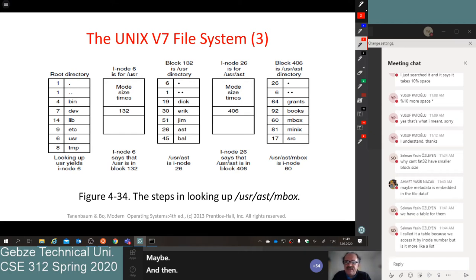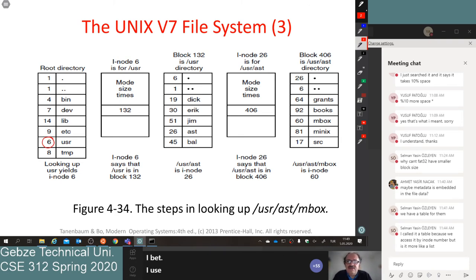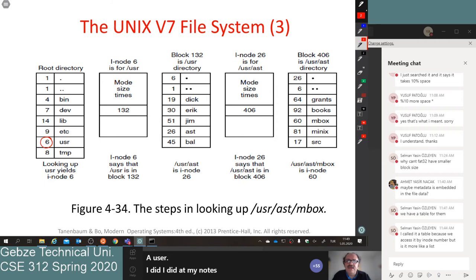Okay. I have these directories, these files again. Let's look at the user. The user file is located at inode 6. When I look at inode 6, I get the attributes of inode 6: this is the mode of the file, read, write, execute, etc. This is the size, these are the times, and probably it will say that this is a directory.